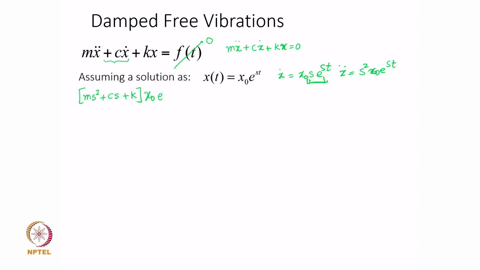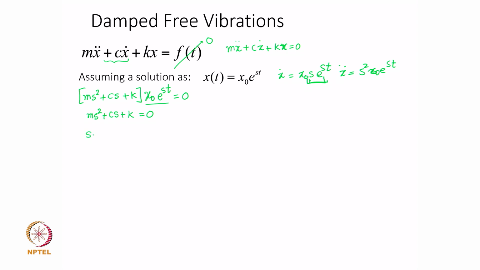And for the same reason why we said that these two terms cannot be 0 all the time, the only non-trivial solution to this equation is to set this equal to 0. Earlier we had m s square plus k equal to 0, and from there we got two roots of this governing equation. Now, let us look at this again, it is a quadratic in the root s. So, obviously, there will still be two roots possible in this case.